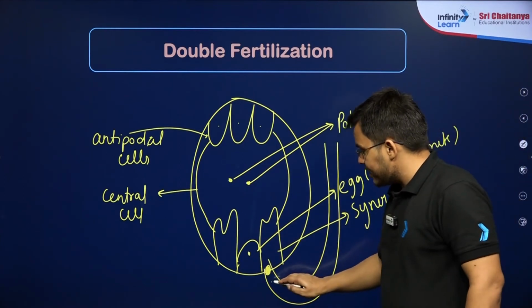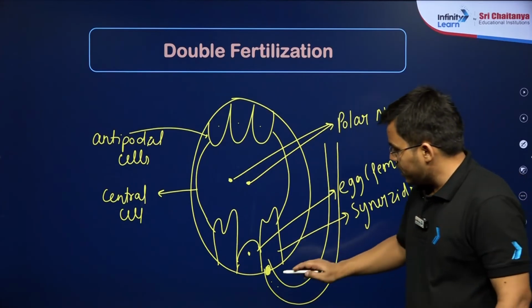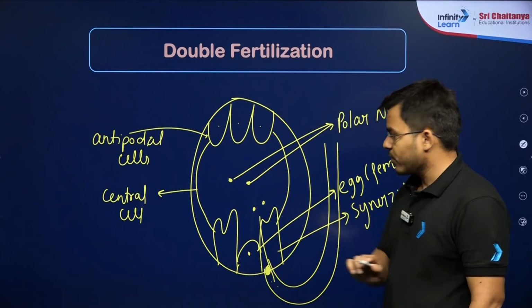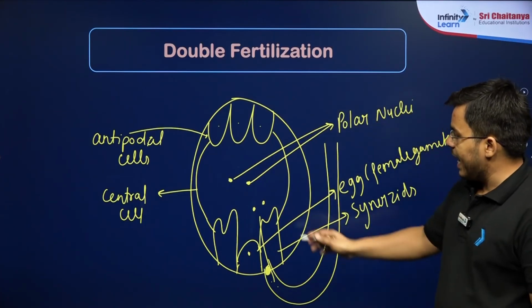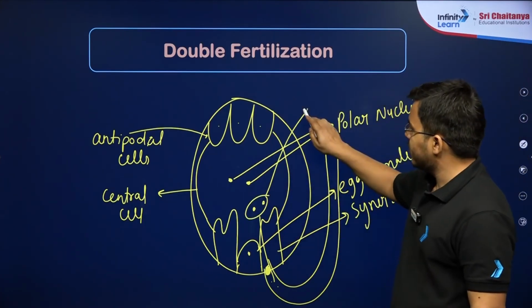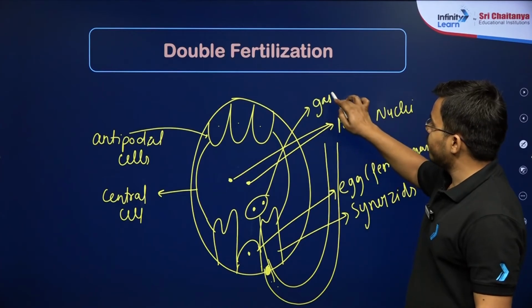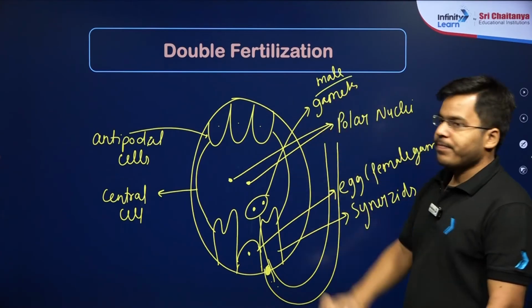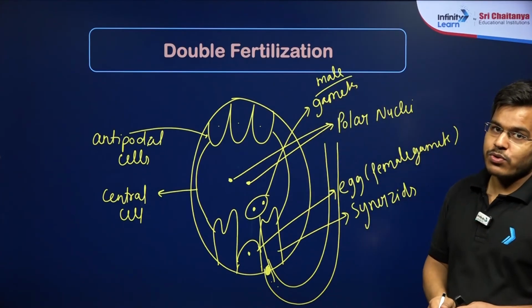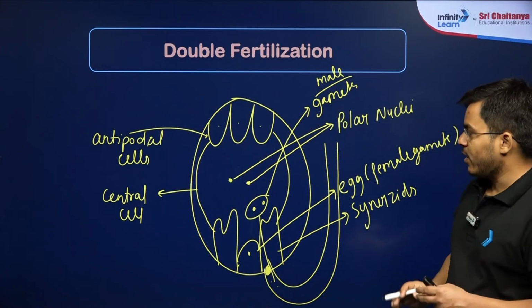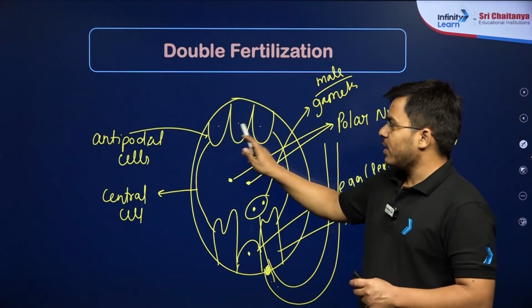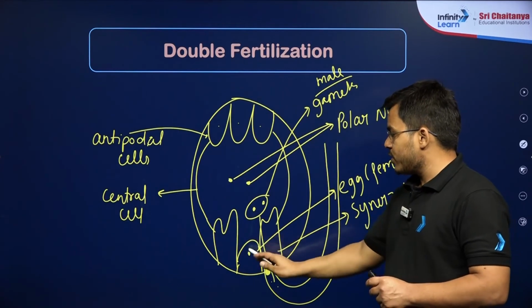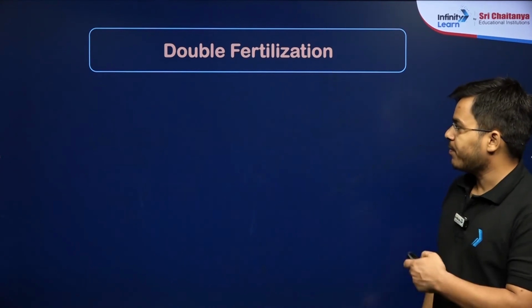Now behind this, two male gametes are there. These two male gametes will enter inside the embryo sac. So in this way, students, the entry of these two male gametes by the pollen tube happens inside the embryo sac. Now what happens inside the embryo sac, students? Let's understand that. But before that, we have three antipodal cells, one central cell having two polar nuclei, and downside two synergids, and one egg.